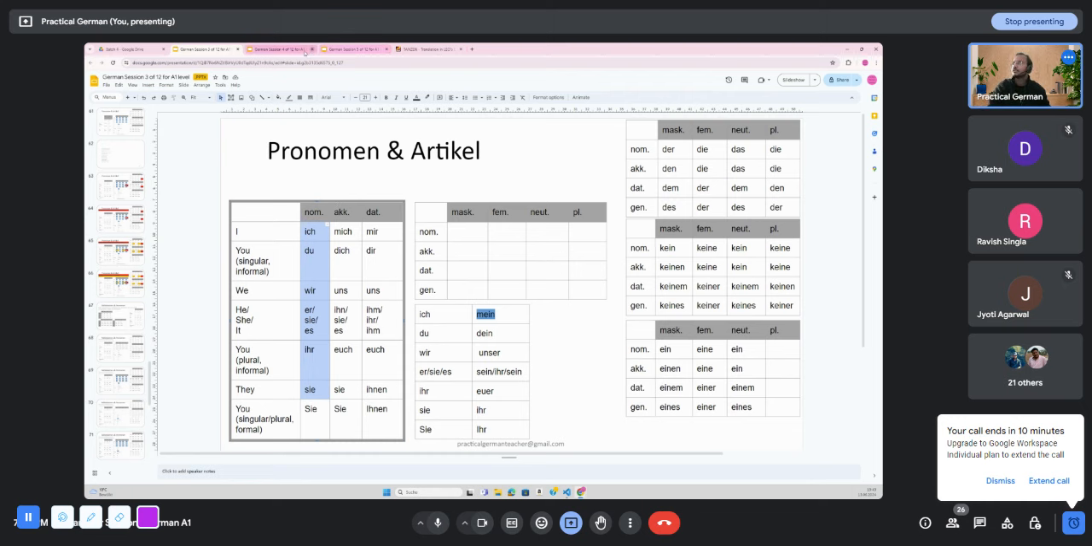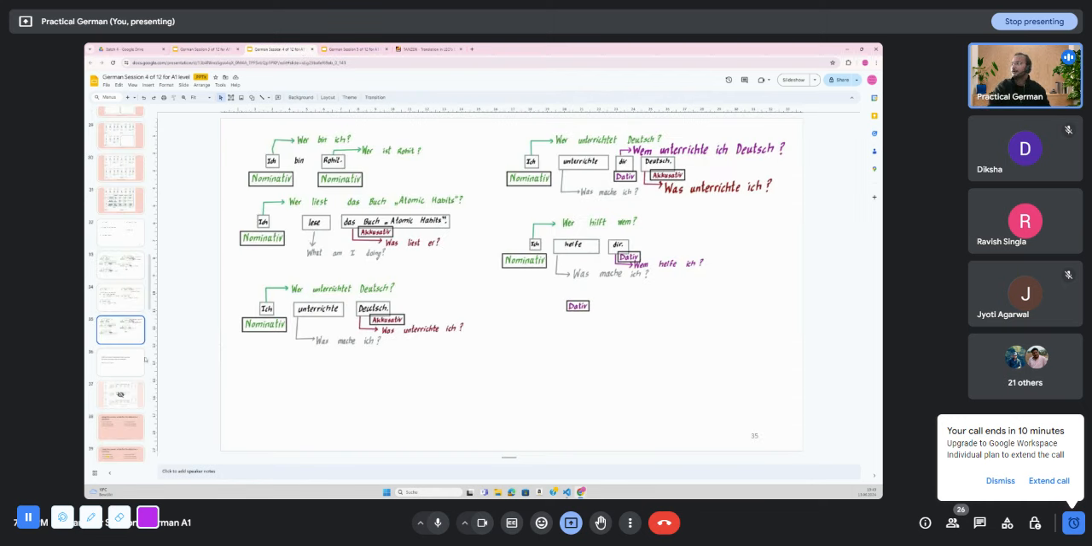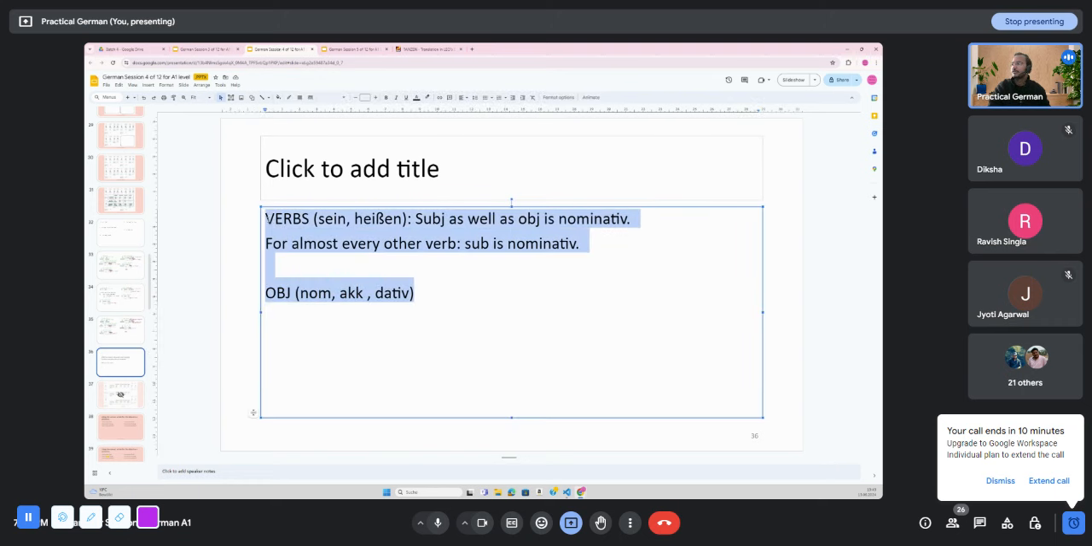Any questions? Any questions about dative, accusative? What I just said, the trick that I told you, how to figure out whether it is accusative or nominative.